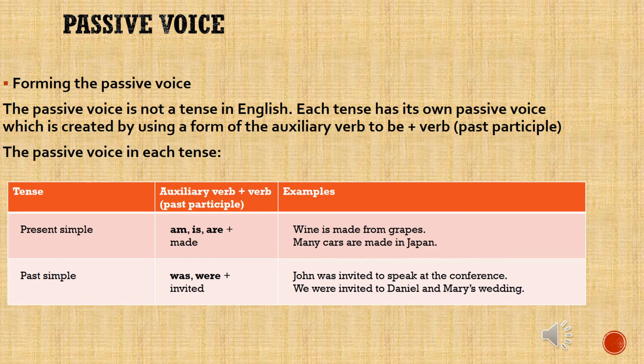Next examples. John was invited to speak at the conference. We were invited to Daniel and Mary's wedding. How do we know these sentences are in past simple? Just look at the auxiliary verb, was and were, which is the past simple of the verb to be. Okay, don't forget it.